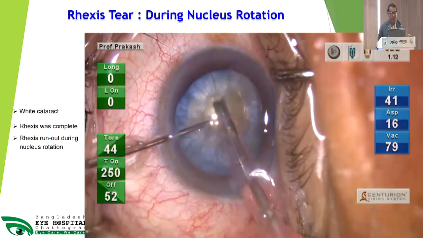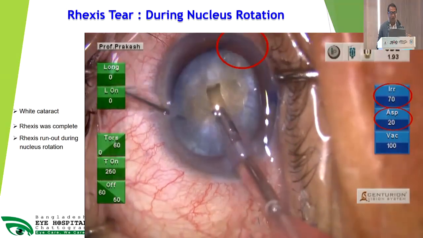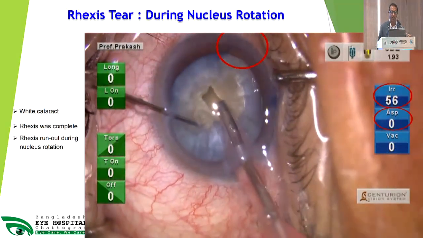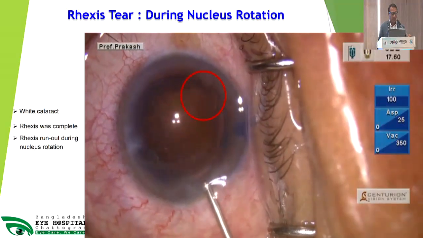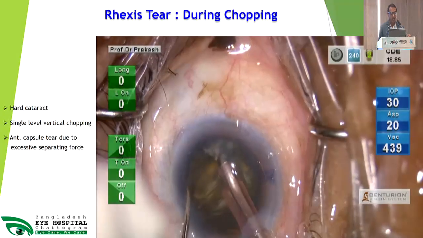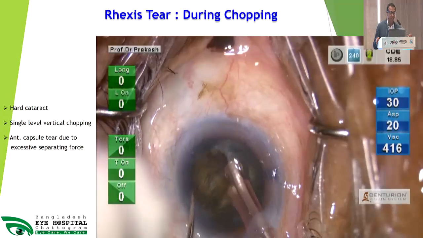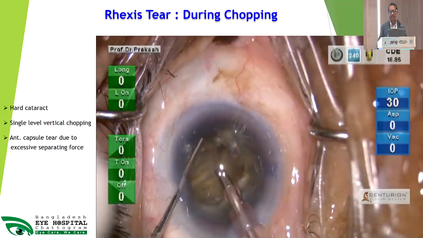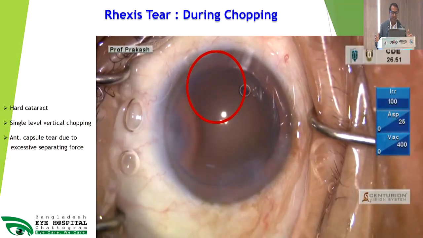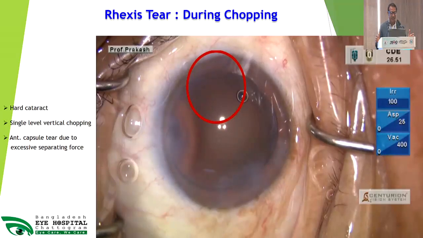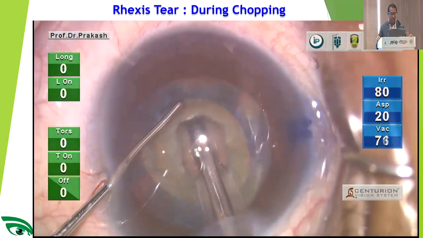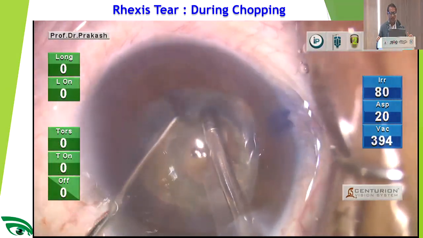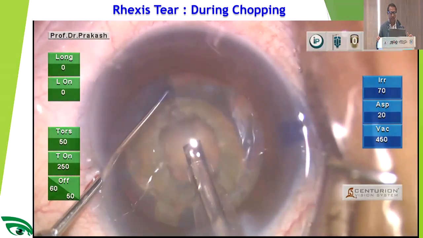Here, the rhexis was complete. It was a white cataract, and during rotation of the nucleus, the rhexis ran out into the periphery. And it was a hard cataract, and I was doing single-handed vertical chopping. Due to excessive separating forces transmitted to the capsular bag, it caused a rhexis tear superiorly. And here we can see the phaco probe, there is a tear in the anterior capsule, and during chopping it extends into the periphery.